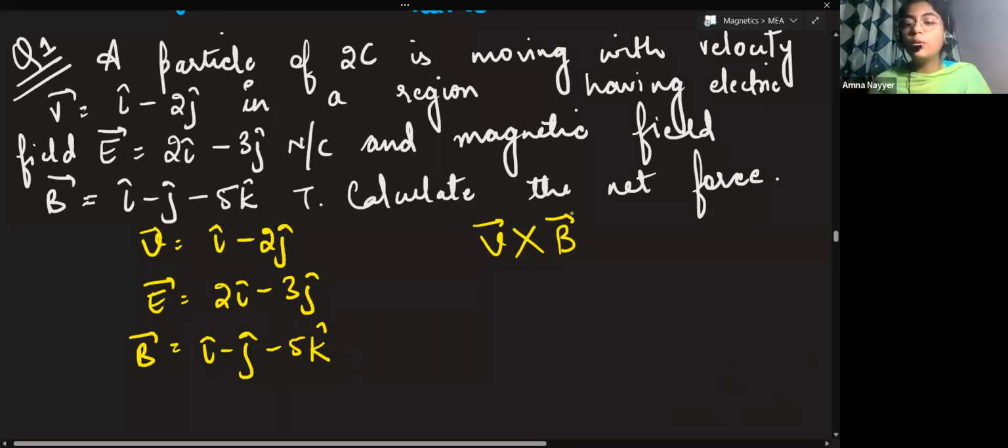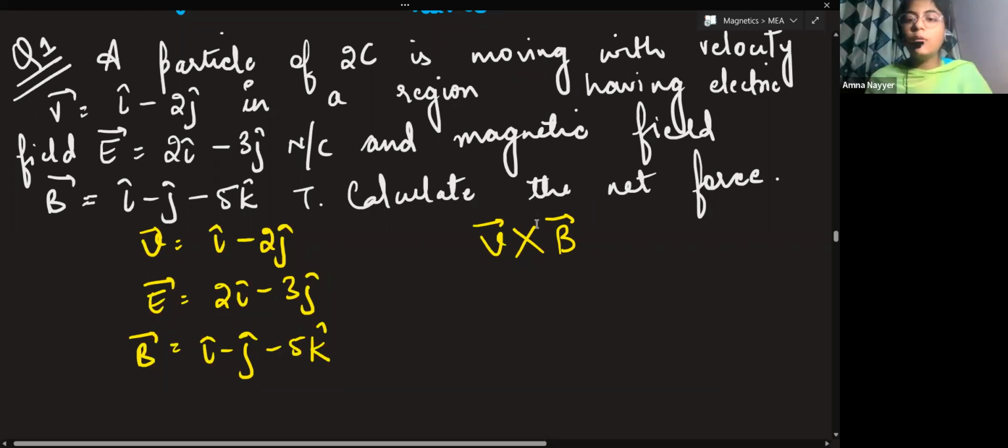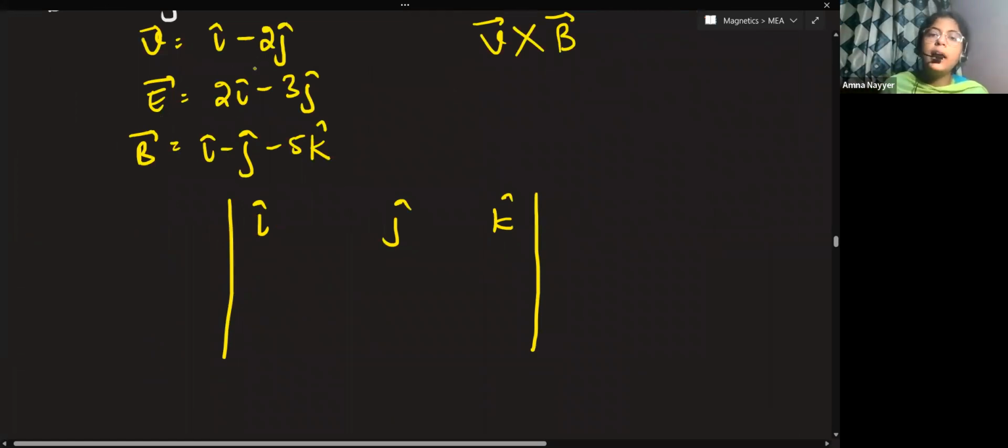See, when you have to take the cross product and it's given in terms of Cartesian form like I cap, J cap, you have to form the complete determinant to find the answer. How will you find V cross B? Make the determinant form with I cap, J cap, K cap in this row. Whatever is included in I, first term is V. So we'll write V. I's coefficient is 1.